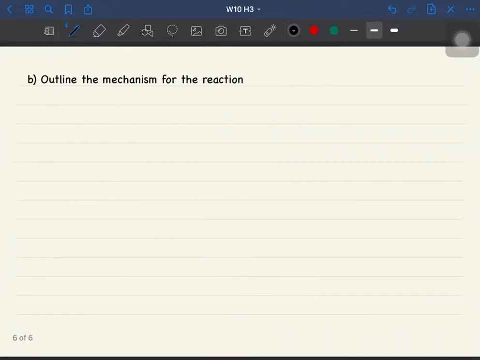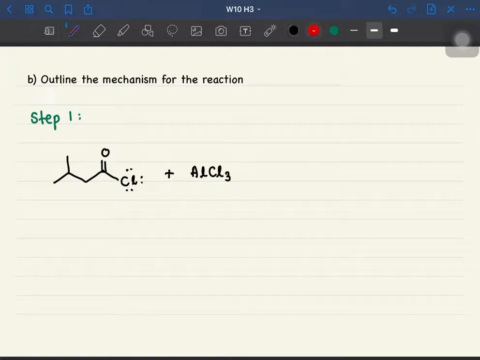Now we'll do the mechanism for these reactions. Again, since these involve reactions on benzene, we're going to have the 3 essential steps. Step 1 involves the reaction between this acyl chloride. So we have 1, 2, 3, and 4, 5, we have O, Cl in here. Don't forget the methyl here. React with the AlCl3.